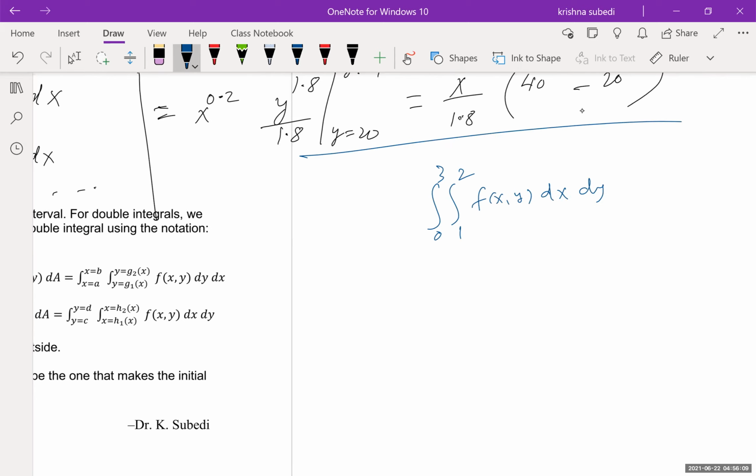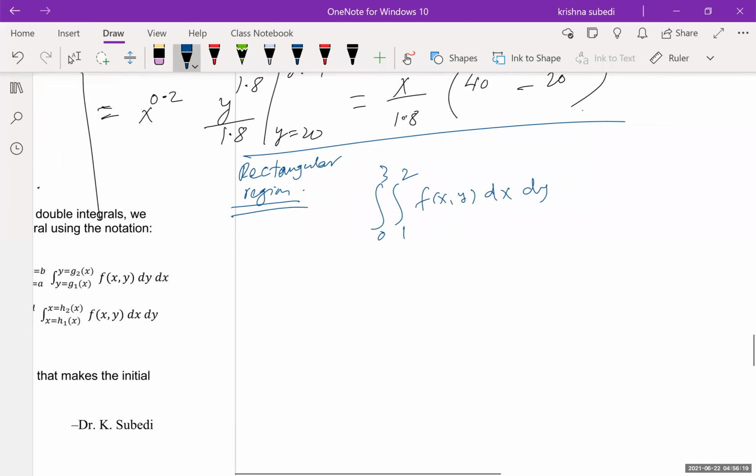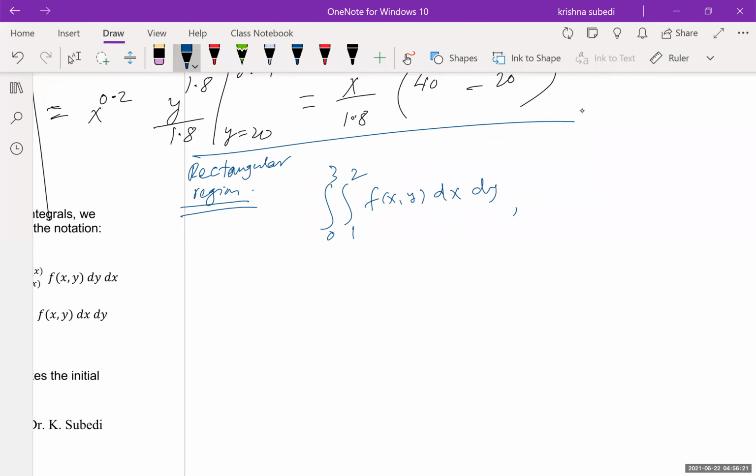So this is a rectangular region of integration. So what it means is, in this case, your x is from 1 to 2, right? So your lower limit for x, because always the inside integral is for inside differential, which means the limit for x is 1 to 2, and limit for y is 0 to 3.